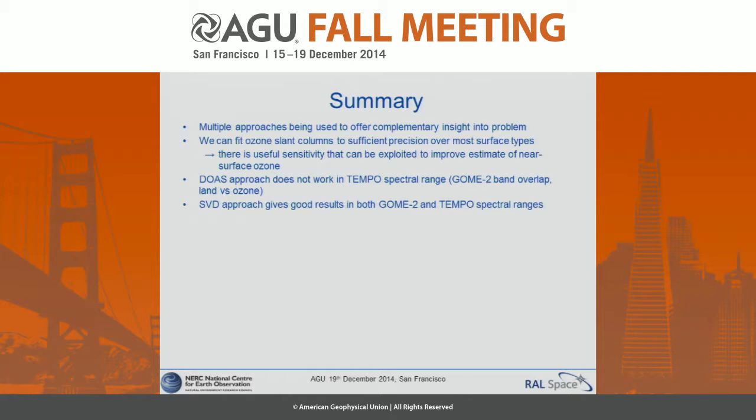The DOAS approach currently doesn't work in the TEMPO spectral range. This is partly because of the GOME-2 band overlap, which is very difficult to fit across using DOAS. But it also could partly be with the issue between land versus ozone. If you overfit the land, you start taking information away from ozone. So it could be to do with the way that we haven't quite pinned down the fit of the surface spectral shape yet. The SVD approach gives good results in both fitting windows, but it's a little less intuitive really to understand the things it's responding to.